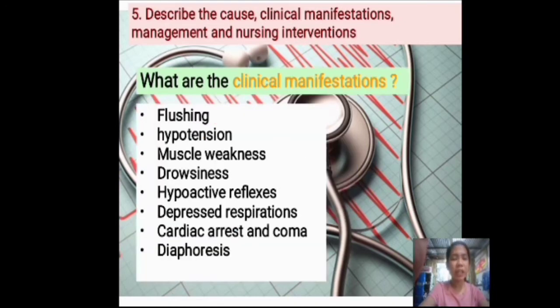Then, what are the clinical manifestations, or what can we see in the patient with this kind of condition, or what are the signs and symptoms that the patient manifests? Number 1 is flushing. 2 is hypotension. 3 is muscle weakness. Then drowsiness, hypoactive reflexes, depressed respiration, cardiac arrest, and coma, and diaphoresis.